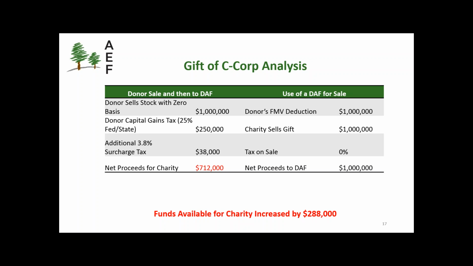It creates an assignment of income issue, by the way, so all the capital gain that your client thought he or she was getting out of will all come back on them. That's not good on any level. So you see here on the left side, we're assuming the same zero basis. We assume that's sold. We assume the 25% federal and state, which could be higher or lower. And then I did include the 3.8% surcharge. It may or may not apply, certainly, to a client.